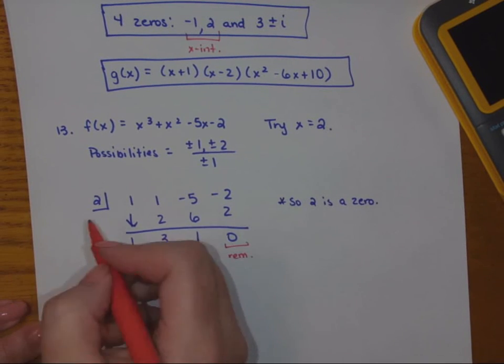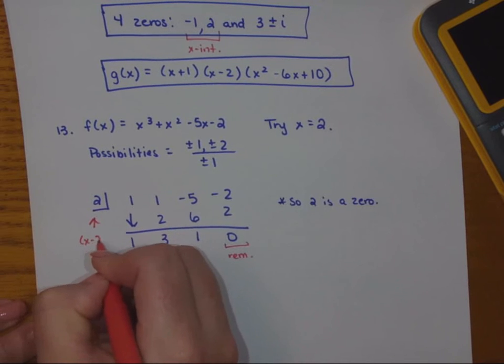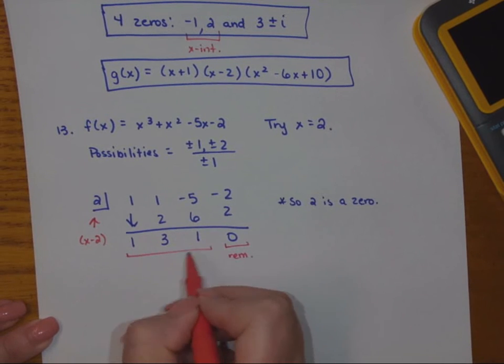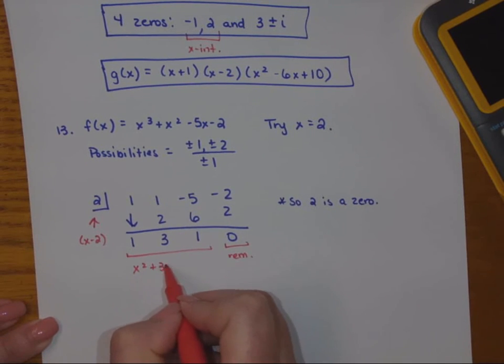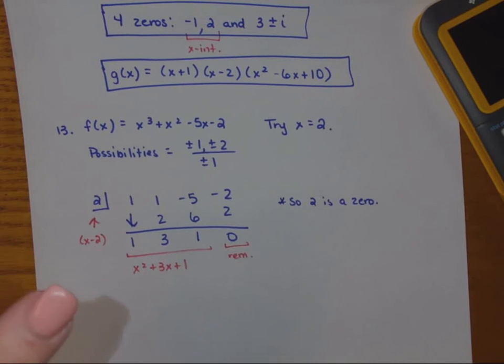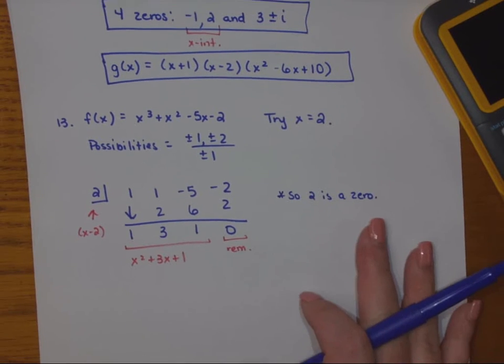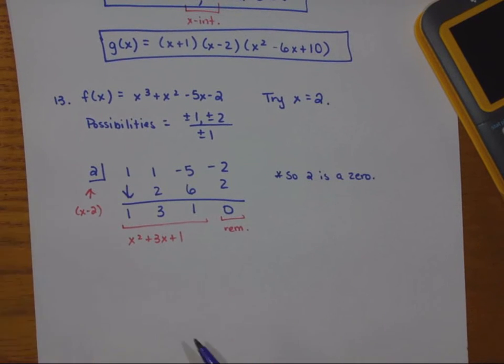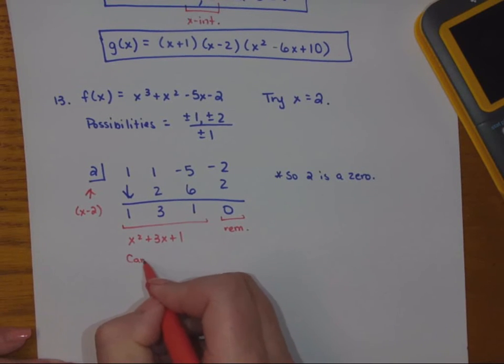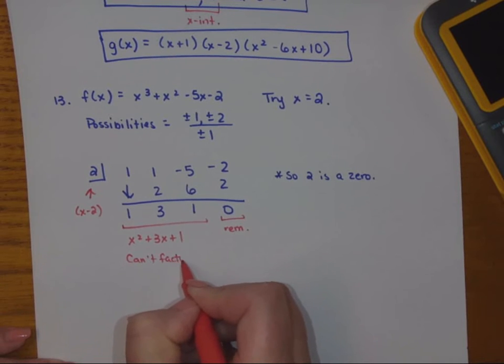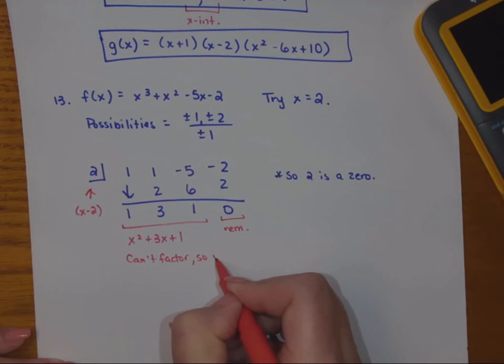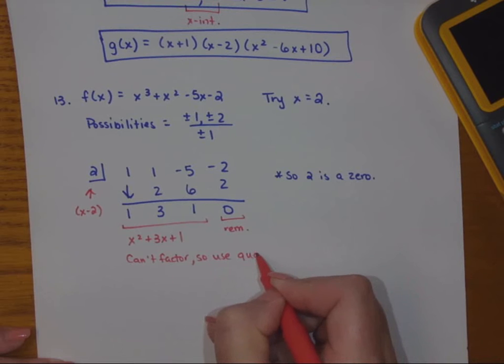Remember, that means when we get to the factoring step that this is x minus 2. But what I really want to get is x squared plus 3x plus 1. So then we're going to try to find the 2 more zeros at this point, right? Again, this one doesn't factor. There are no factors of 1 that add up to 3. So again, we're going to use the quadratic formula.